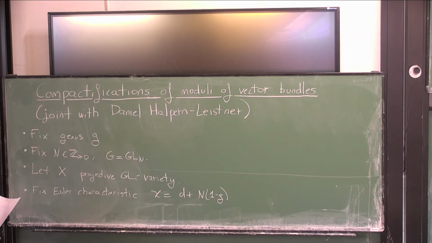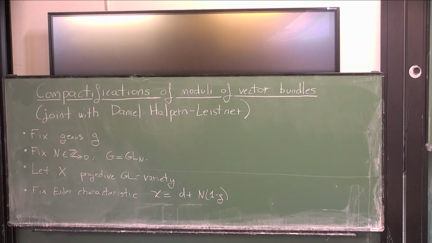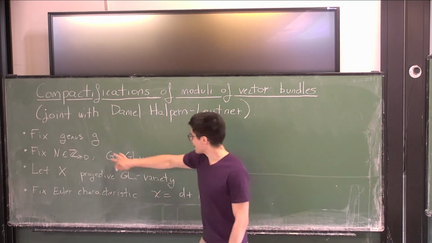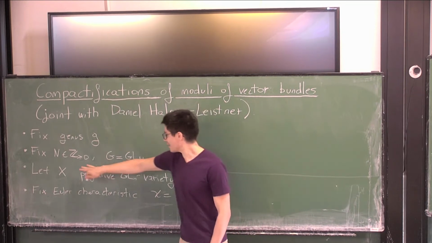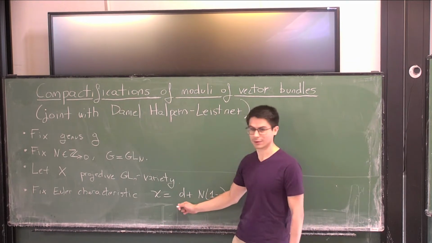Okay, so let me just recall a bit what we know over smooth curves, just to set up, to fix some notation. So let's just remember what happens over smooth curves. That's a characteristic of what? Of the vector bundle. So I'm just going to have this data, an integer g, a rank n, and some Euler characteristic. Yeah. So this is just the degree of the vector bundle, pretty much.